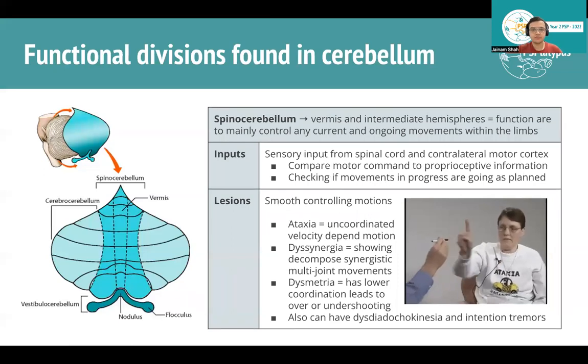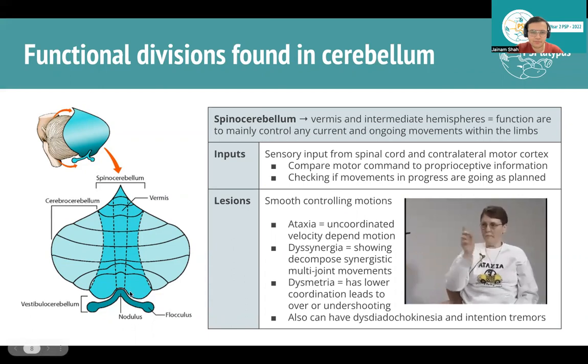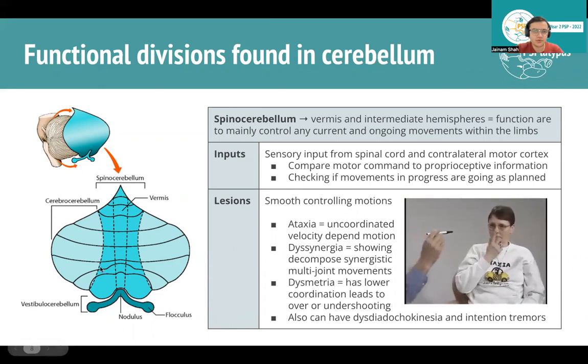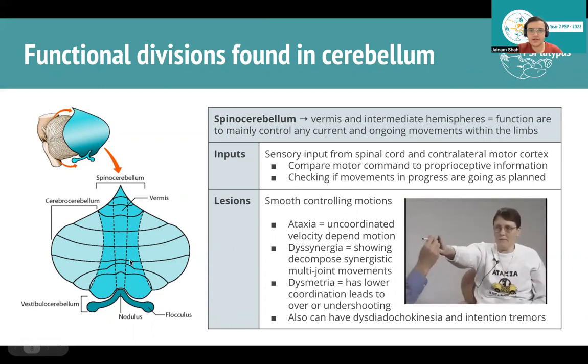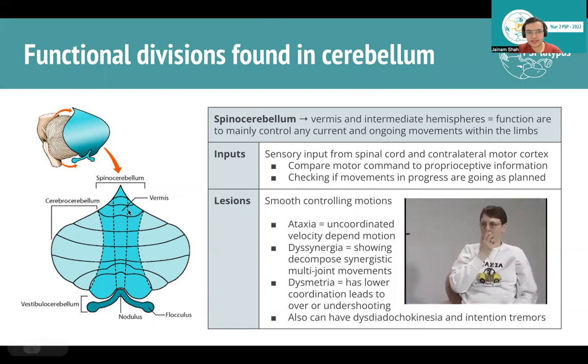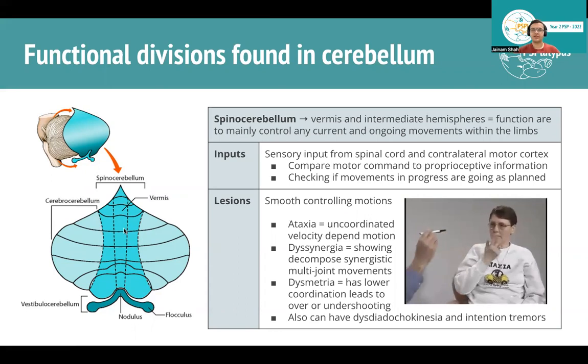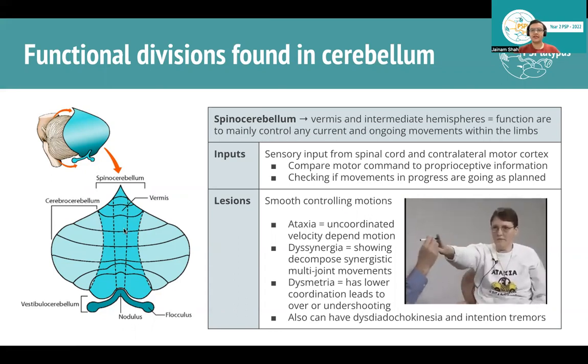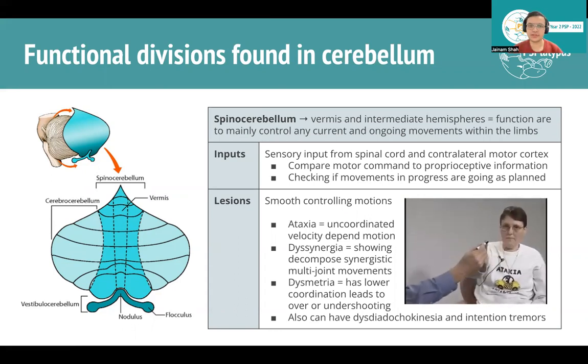With the spinocerebellum, this is mainly the vermis and the intermediate hemispheres. Essentially, this really deep blue color in the middle, that's going to be the spinocerebellum. And it's really easy to remember because it's like the spine of the cerebellum, right? It's right in the midline. And the main function of this is control of any current ongoing movements within the limbs.